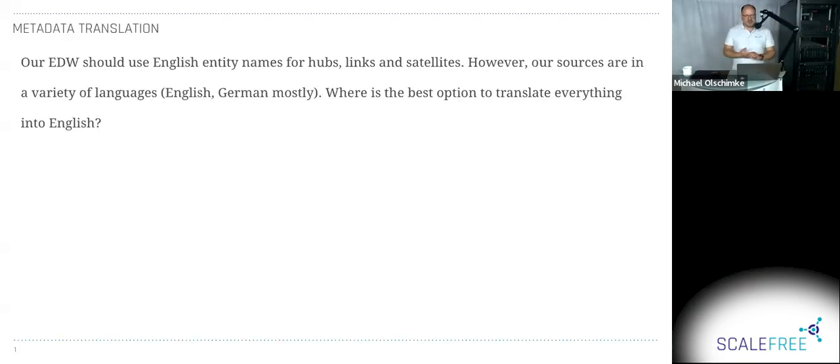So today we received one question. Let me just show it to you. That's essentially about the translation of the metadata. The client receives data from a source, and the sources are non-English or in different languages, and use a variety of languages for the metadata, for the table names, the column names, and so on. But for the raw data vault or for the data warehouse, everything should be in English because they have an international user audience. So where is the best place to introduce the translation for English as a target language?